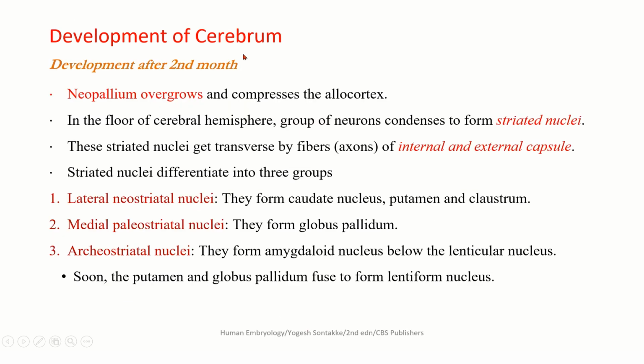So you can see in the development of the cerebrum, after the 2nd month, the neopallium overgrows and compresses the allocortex. In the floor of the cerebral hemisphere, groups of neurons condense to form the striated nuclei. These are the corpus striatum. These striated nuclei get traversed by fibers of the internal and external capsule. The striated nuclei differentiate into the following: the caudate nucleus, putamen, claustrum, globus pallidus, and the amygdaloid nucleus.